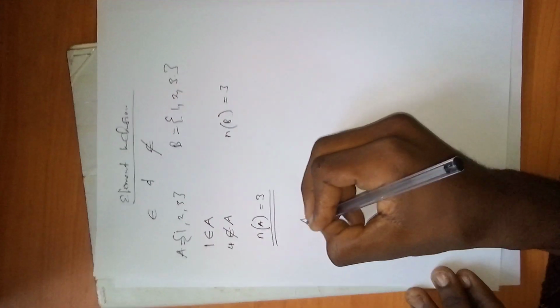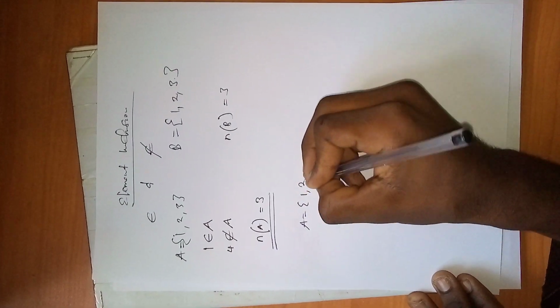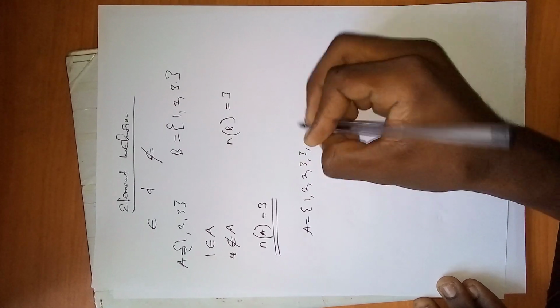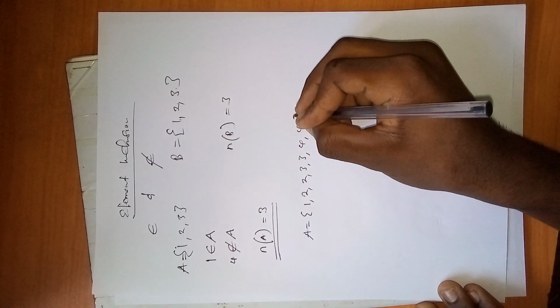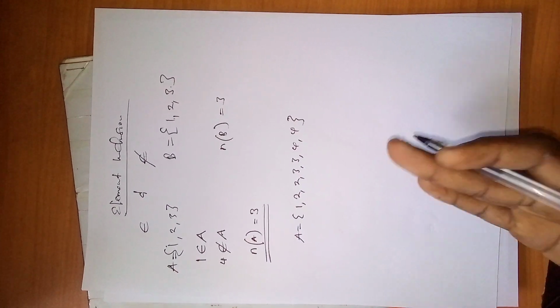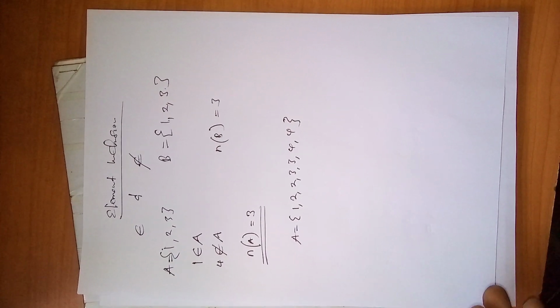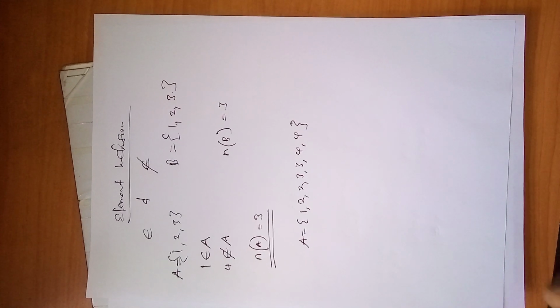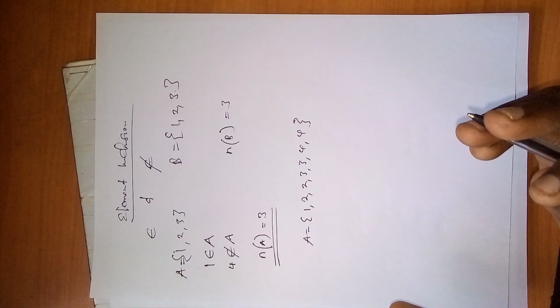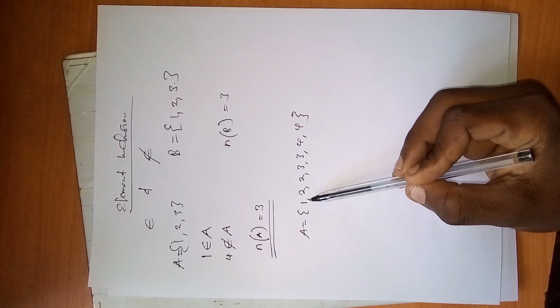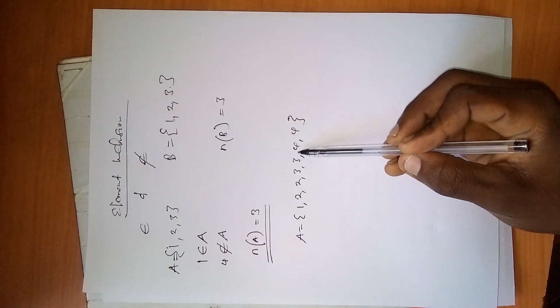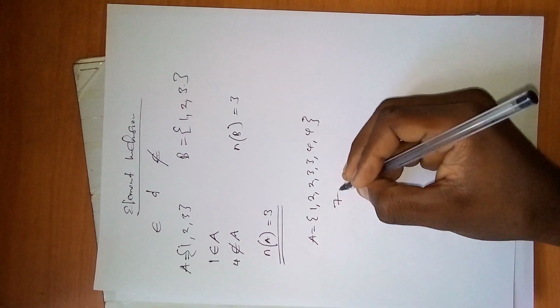Let's say we've got set A, and set A has got 1, 2, 2, 3, 3, 4, 4. Then they ask you what is the cardinality of this set. Let's use the first definition that I gave. The cardinality of a set is the number of elements in that particular set. So based on that definition, how many elements do we have? 1, 2, 3, 4, 5, 6, 7. Then our cardinality is simply equal to 7.